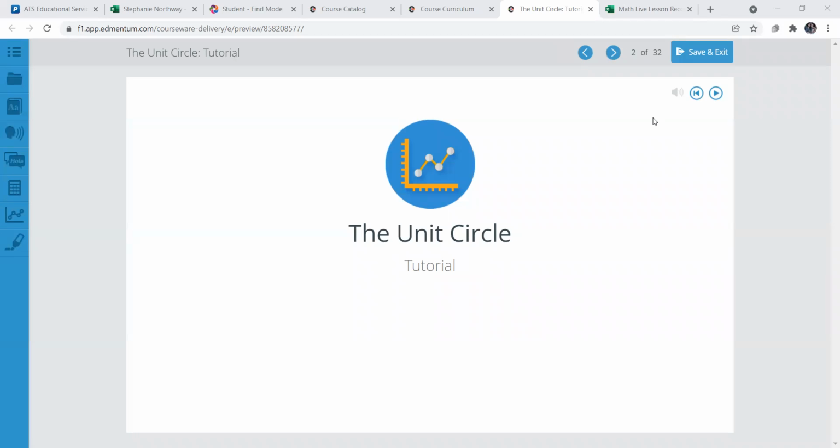Okay, we have the unit circle. Now, I like the unit circle because it goes well with sine, cosine, tangent, and there's a lot of interesting things to go around with it. So let's check this out.